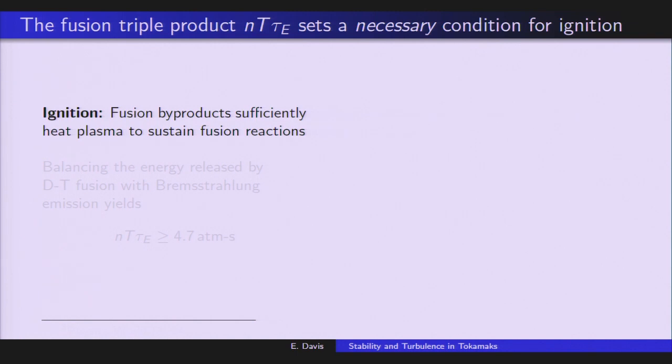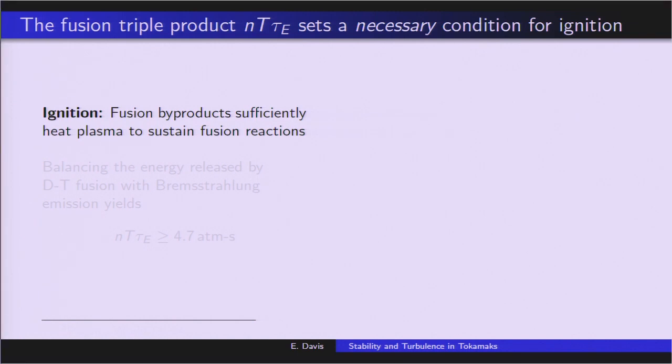So one of the criteria that we can set for a power-producing reactor is something on this fusion triple product of n, T, tau_E. So n is the density of your fusion fuel. Obviously, the denser it is, the more likely you are to have a fusion reaction. Temperature corresponds to how energetic your particles are. The more energetic they are, the more likely they can overcome that Coulomb barrier and fuse.